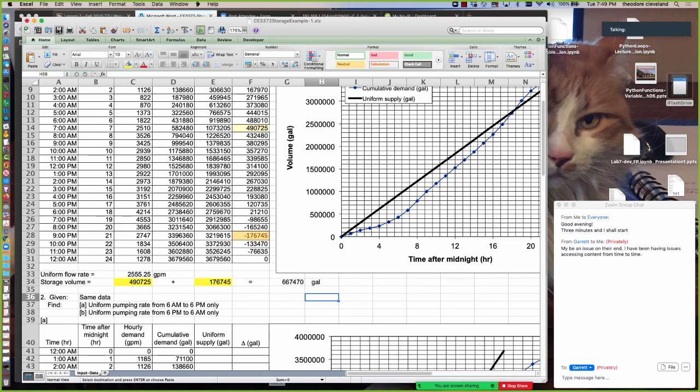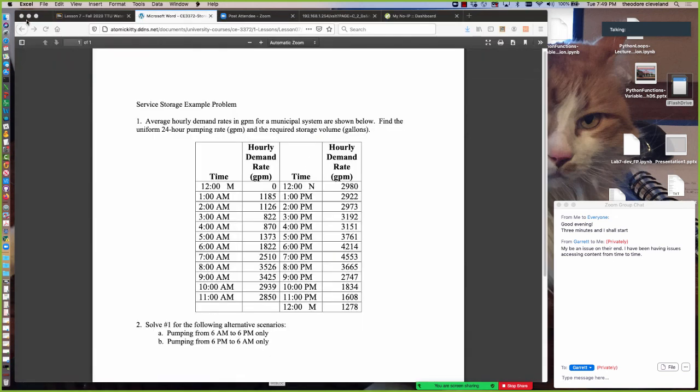And that's a representative example of how flow equalization calculations are accomplished. There's more in the readings on this subject, and I will.